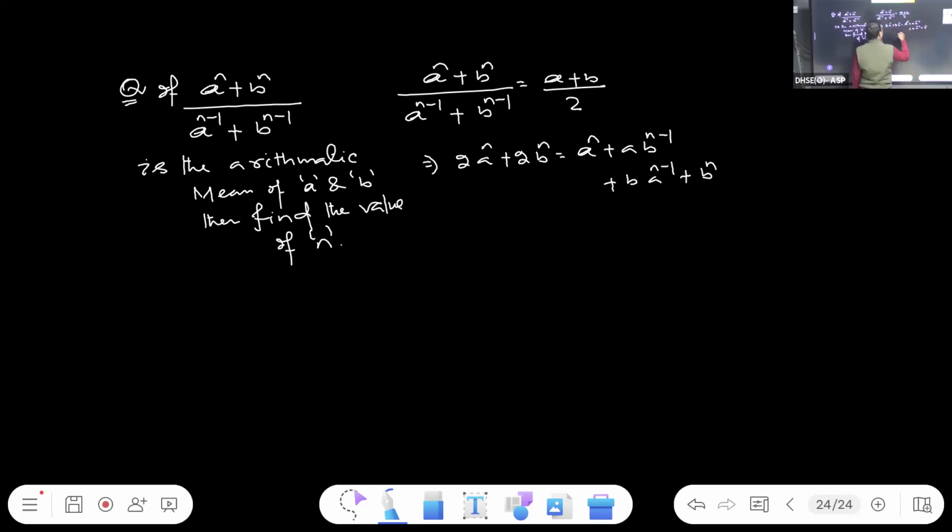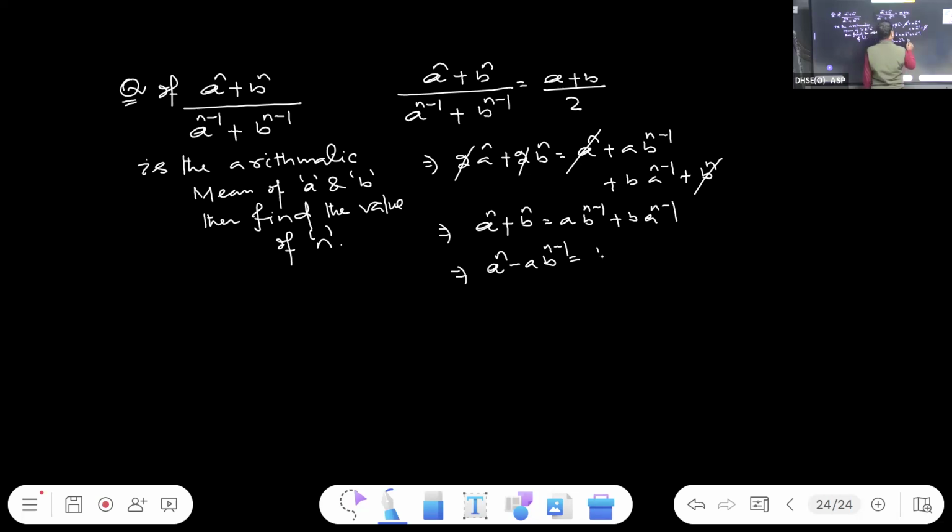So A to the power n, 2A to the power n minus 1 A to the power n, cancels. B to the power n, 2B to the power n minus 1 B to the power n, cancels. So A to the power n plus B to the power n equals A B to the power n minus 1 plus B A to the power n minus 1. Okay. So A to the power n minus A into B to the power n minus 1 is equal to B into A to the power n minus 1 minus B to the power n.